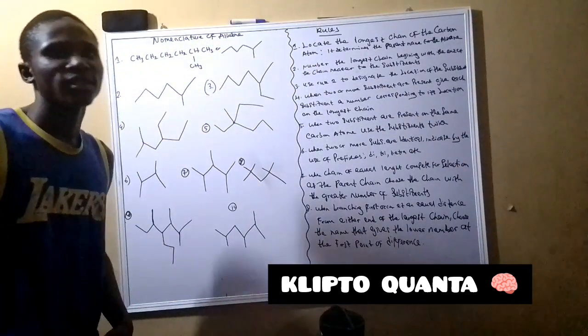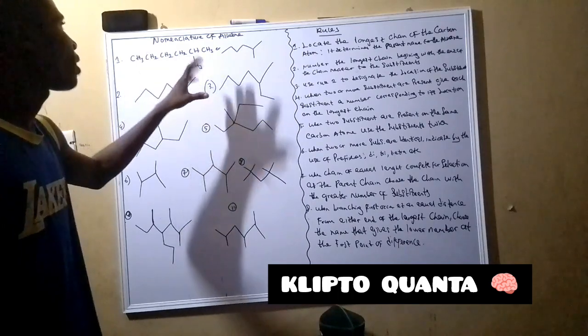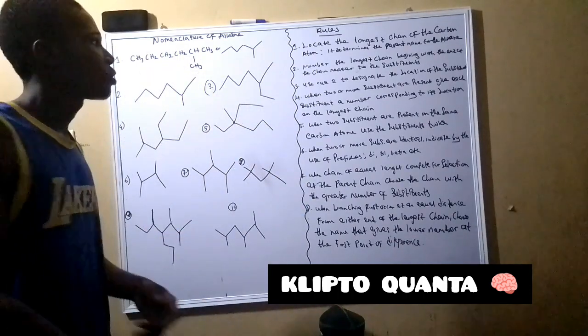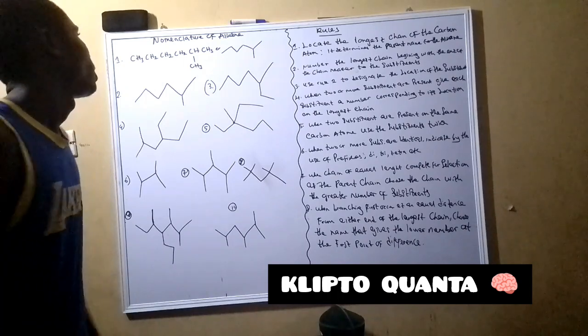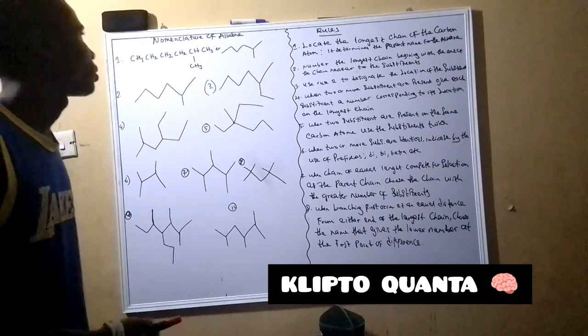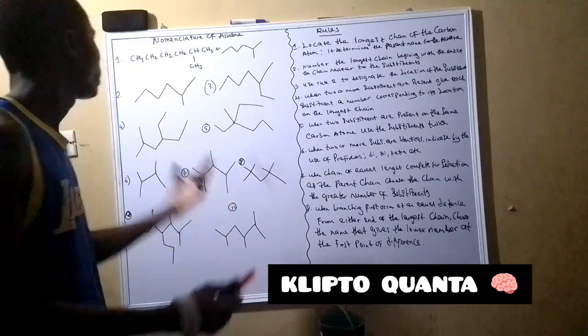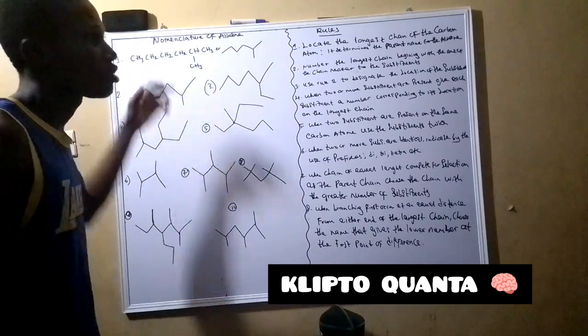Alright, good day guys. Talking about naming of alkane skeletal structure. It is still the same law you have to follow when you are naming your normal alkane. And how do they function? You see these lines you guys are seeing, they are bonds. Normal bonds that bond CH3 and CH2 together.